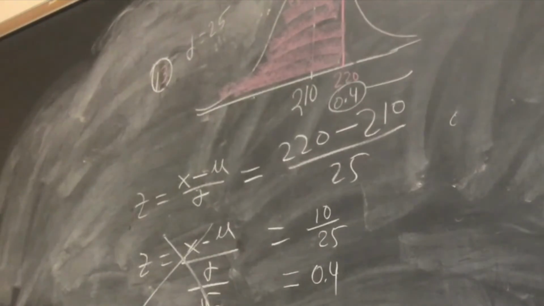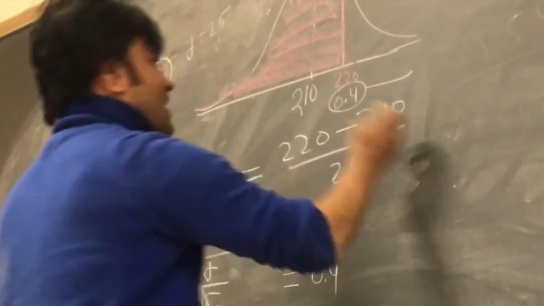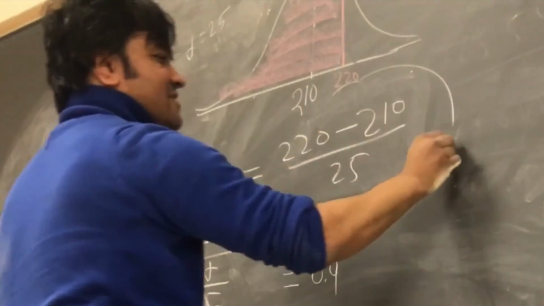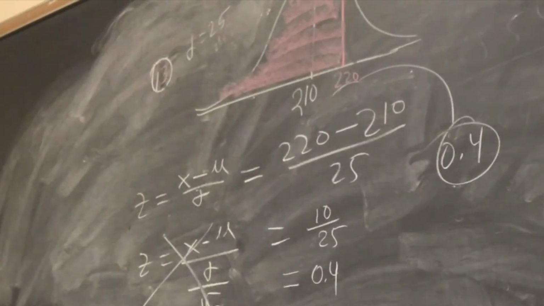Wait, we just need to find 0.4. I'm asking you to find the Z. Did I give 0.4? No, it's 0.5. So 0.4 is 0.4. Then the answer is not there.